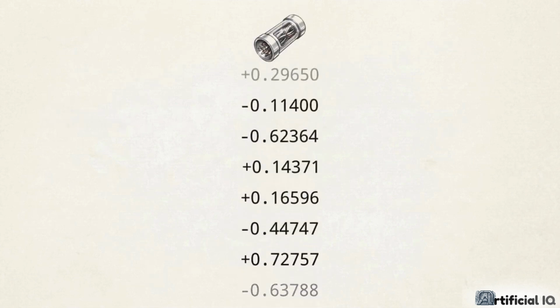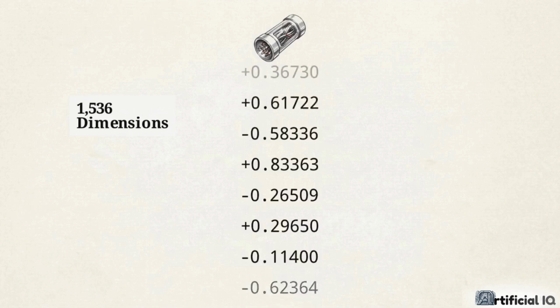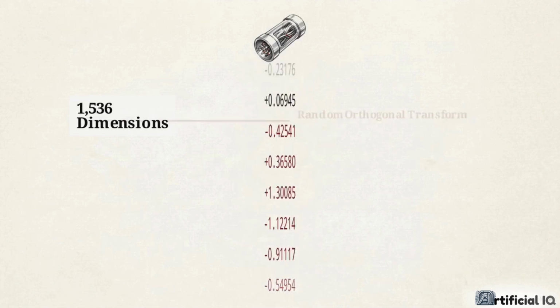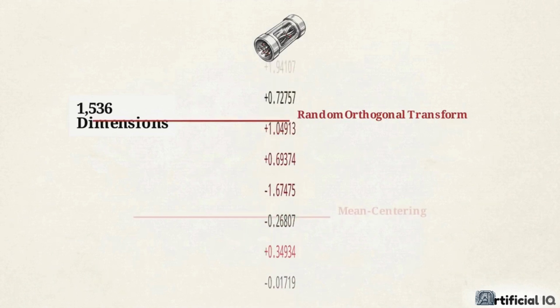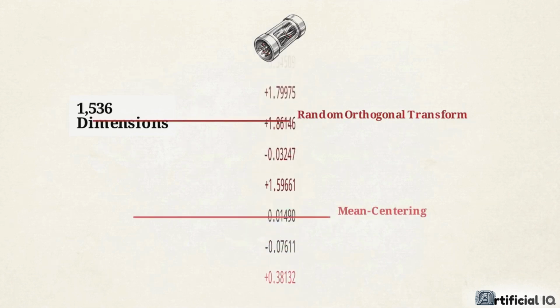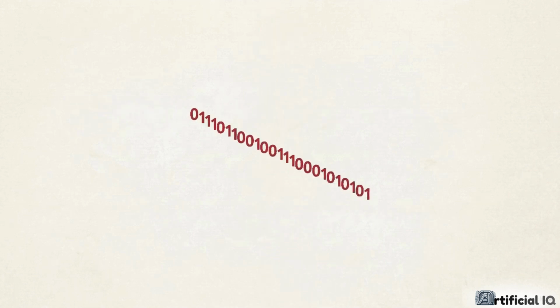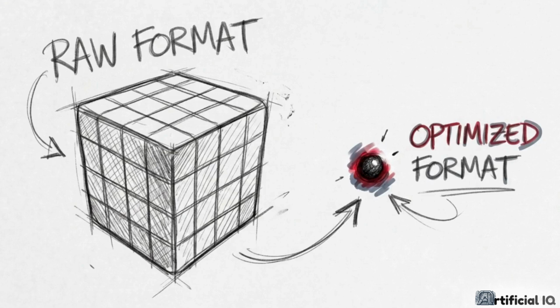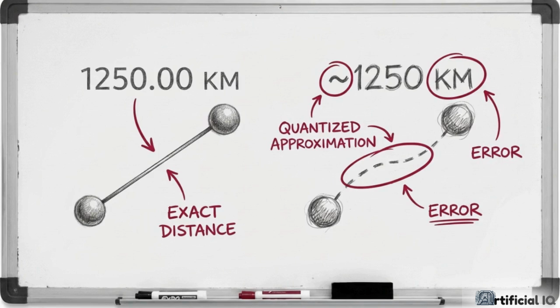1,536-dimensional vector and mathematically reduces every single dimension down to a single bit. This is achieved through a random orthogonal transform to spread out data skew, followed by mean centering the vector against its local partition centroid. A standard 3 kilobyte vector shrinks to roughly 200 bytes, a 94% reduction in total size. This extreme quantization is inherently lossy, meaning distance estimates calculated on the compressed bits are only approximate.